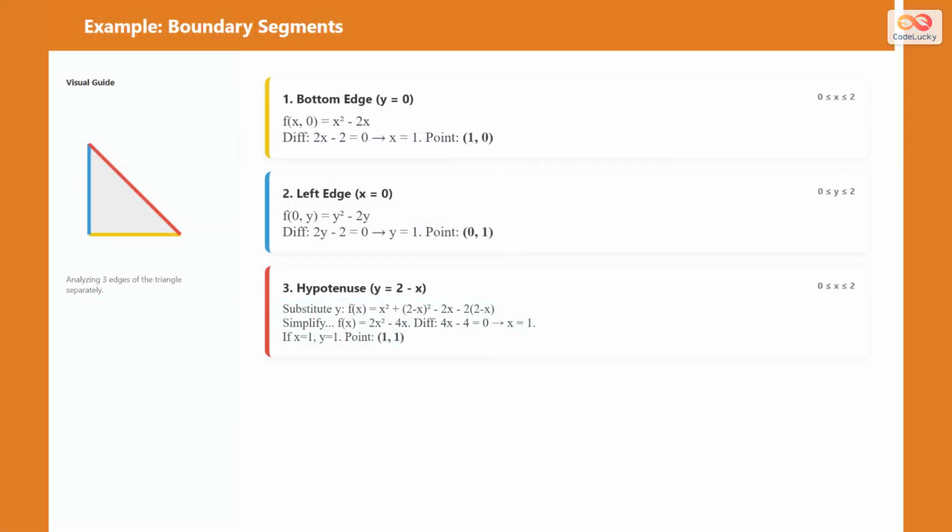Now for step 2, analyzing the boundary. We have 3 segments. First, the bottom edge where y is 0. Our function becomes just x squared minus 2x. We differentiate and find a critical point at x equals 1. This gives us the point (1, 0). We do the same for the left edge where x is 0, finding the point (0, 1). Finally, for the hypotenuse where y equals 2 minus x, we substitute that in, simplify, and find that the minimum occurs at x equals 1, giving us the point (1, 1).